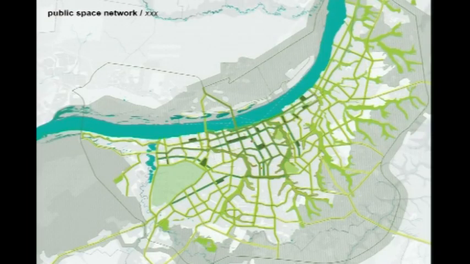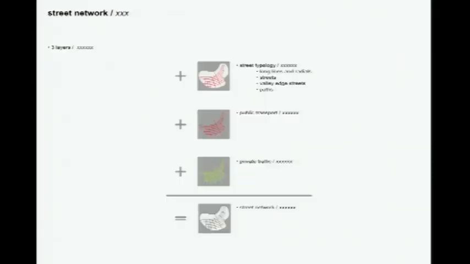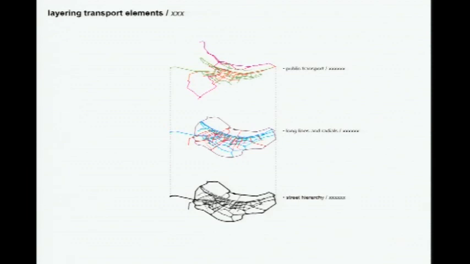Let's go quickly through these rules. This is now the green public space network, and we all the time try to combine this with the street network. So you really have a public space network and green network that goes together with the mobility network to also provide a certain quality.